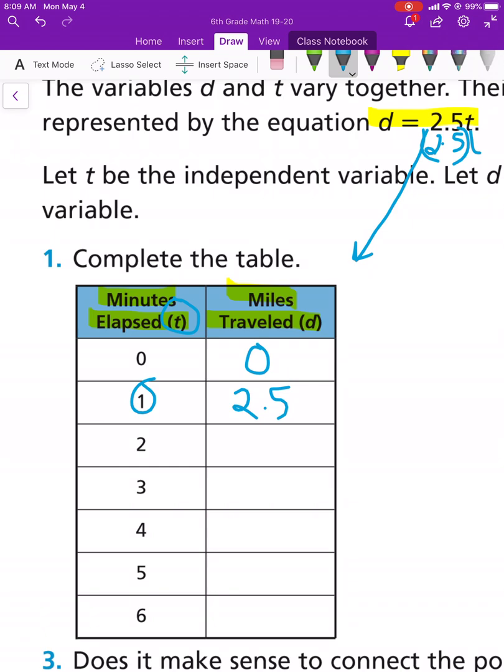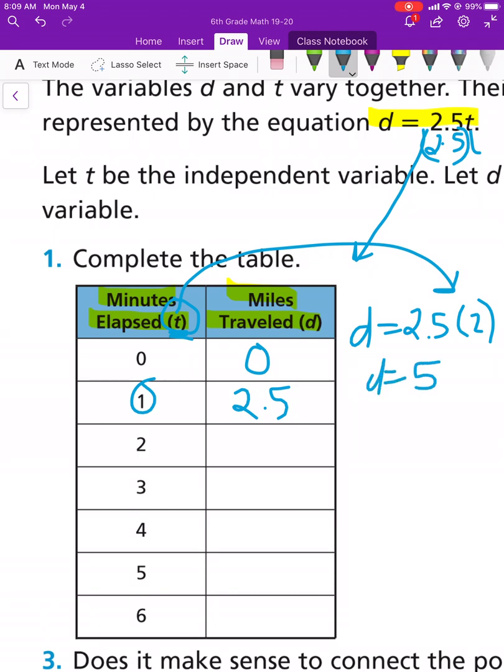Now what happens if I let T be equal to 2? Well, that would be D equals 2.5 times 2, right? I'm plugging that number in, or that letter in for that number. So 2 times 2.5 is 5, right? So that's what my D would equal, 5. 3 times 2.5, that'd be 7.5. 10, 12.5.